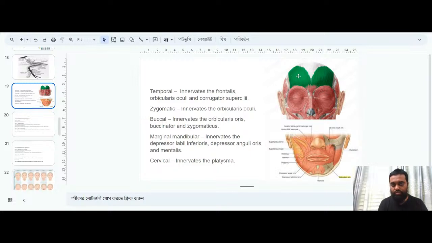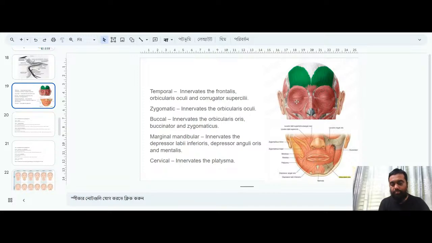Here is the frontalis. It elevates our forehead. The contraction of this frontalis causes the wrinkle in our forehead. And here is the muscle that encircles our eye opening, that is named as orbicularis oculi, and some muscle encircle our mouth opening, that is known as the orbicularis oris.